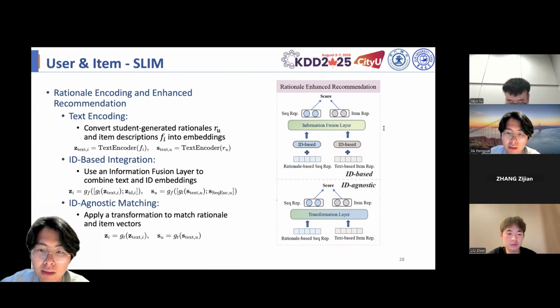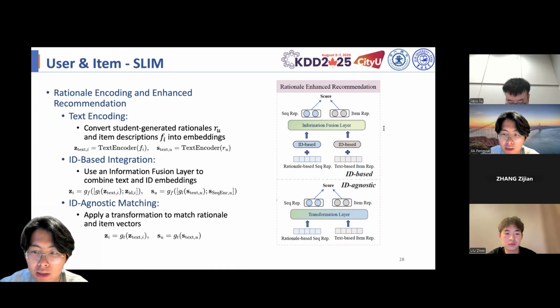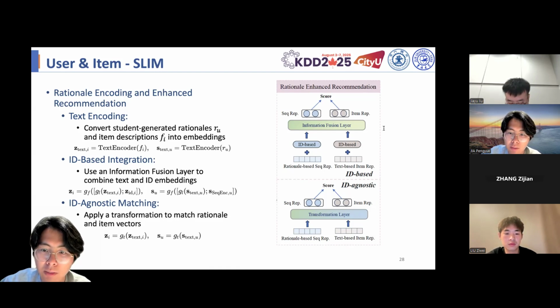The second is ID agnostic recommendation. In scenarios like cold start, we can just skip the ID embeddings entirely and use only the text-based reasoning as shown in the third equation. And the GT function is the transformation layer that projects both sides into a shared space for similarity matching.